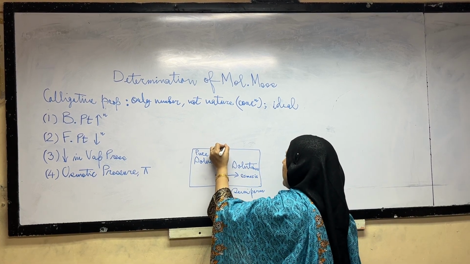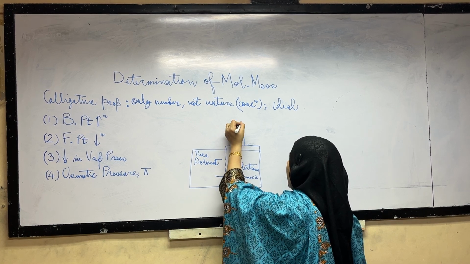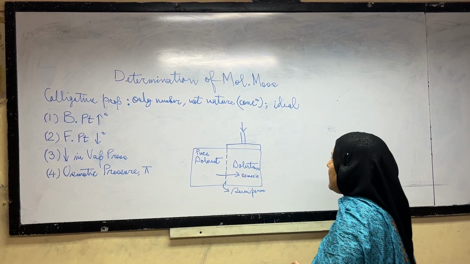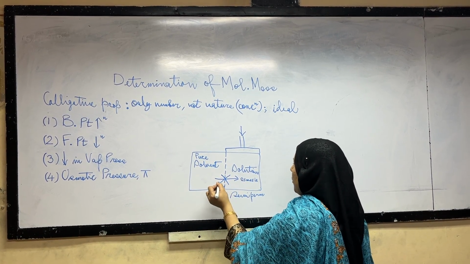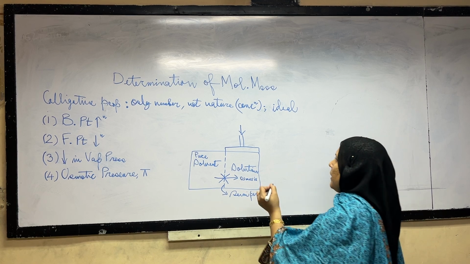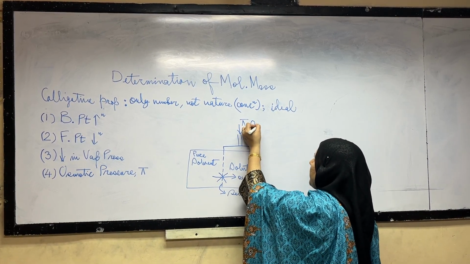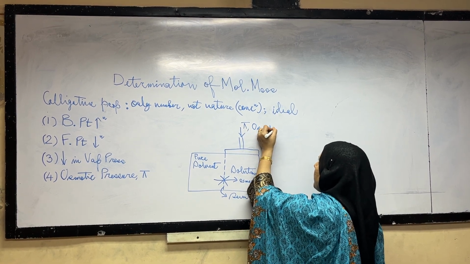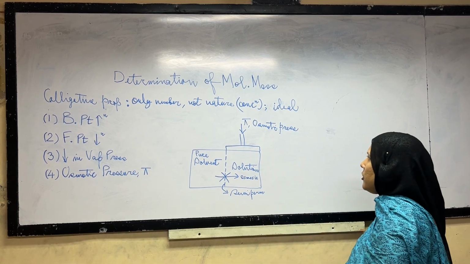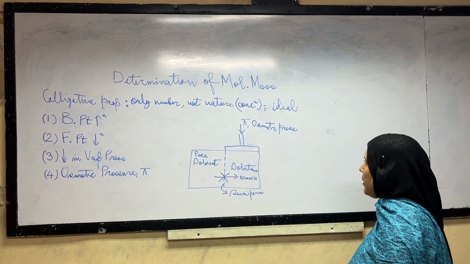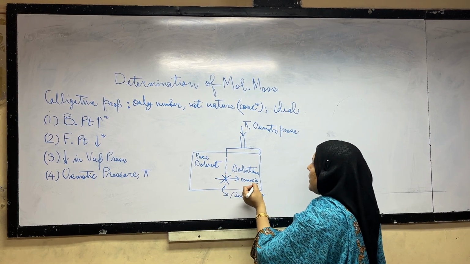If we apply a pressure on the solution side such that this pressure is just enough to prevent the entry of solvent molecules into the solution, then this pressure is called the osmotic pressure pi. So this is the definition of osmotic pressure. It's the pressure you require to just prevent the entry of pure solvent into the solution.